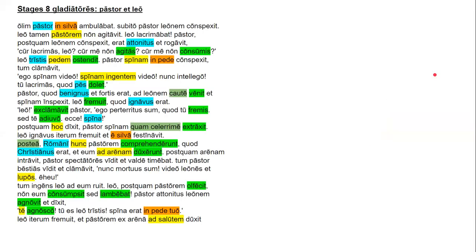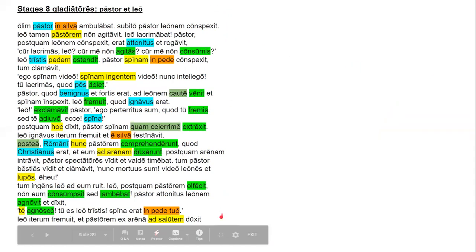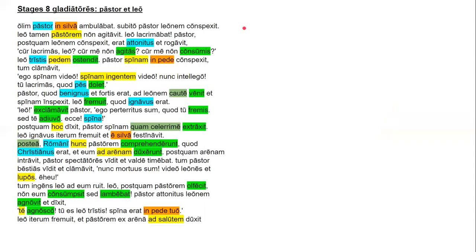All right, class. So we are at our final translation for Stage 8 of Cambridge Latin. This is nicely rounding out our stage about gladiators. And this translation is called Pastor et Leo, which means the shepherd and the lion.